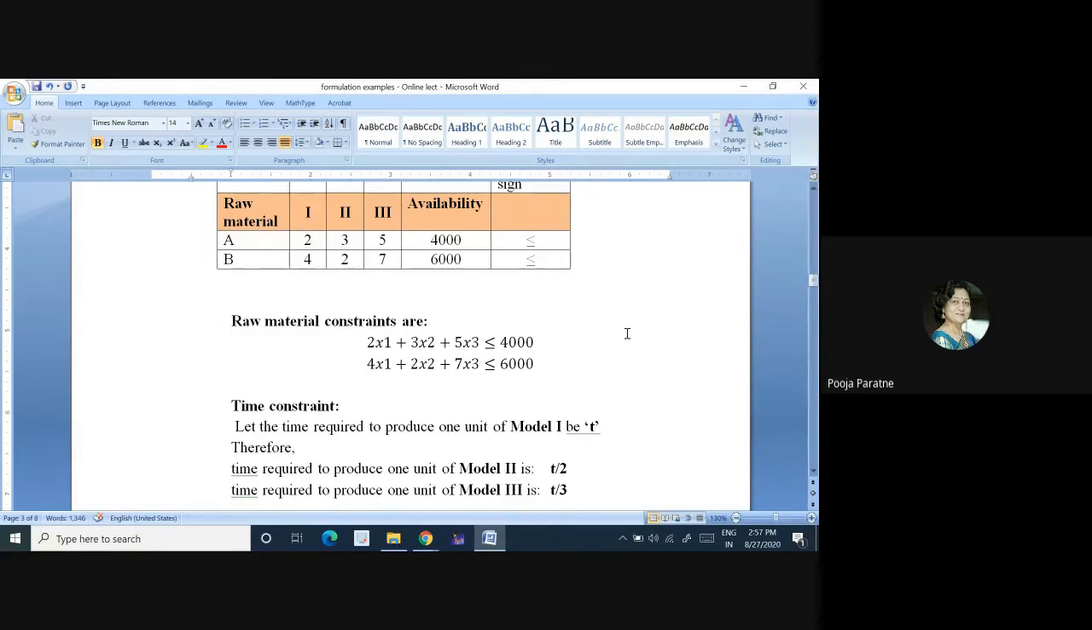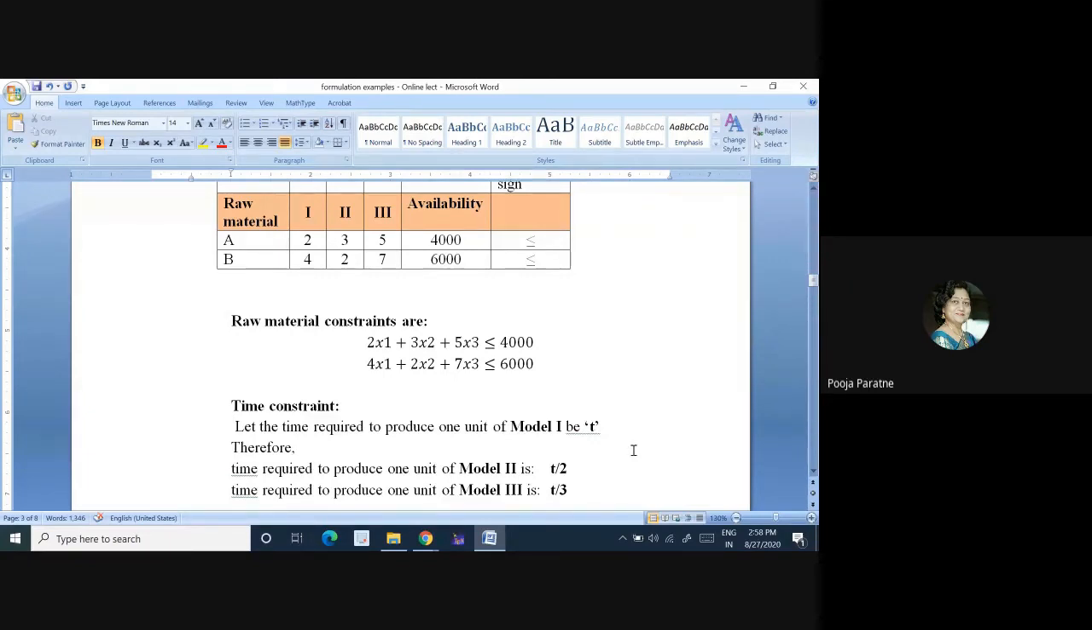This is a very important thing which one should understand, how we are defining the time. They have given the relation of model 1 with model 2 and model 3. They are not comparing each in sequence. They have given the relation of model 1 time with model 2 and model 3. So in this way, we will get the time for model 1, 2 and 3 to produce 1 unit.